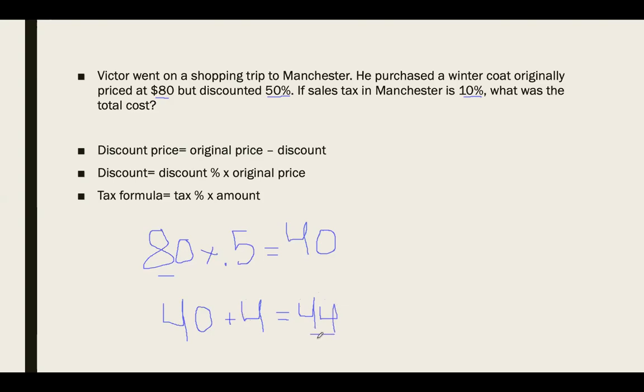$44. So again, this is how much Victor had to pay for the new item, and this was after the 50% off discount. The original price was $80, and then he got it on sale for $40. And then the $40 had a 10% sales tax, which caused the item to be an additional $4. So 40 plus 4 is equal to $44.